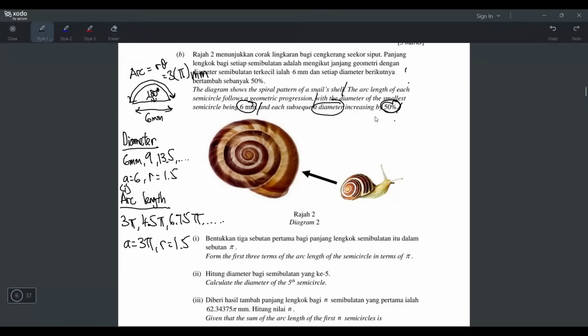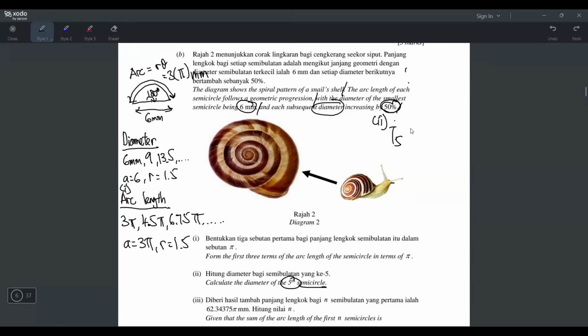Okay, number two, let's see what they want. Calculate the diameter of the fifth semicircle. I will use the diameter progression. Don't use the arc length progression. Actually, using the arc length progression can also work, but after that you need to use the r theta formula to find back the r and then times 2 to get the diameter. So can also, but I will not do like that. I will use the diameter progression and find T5.